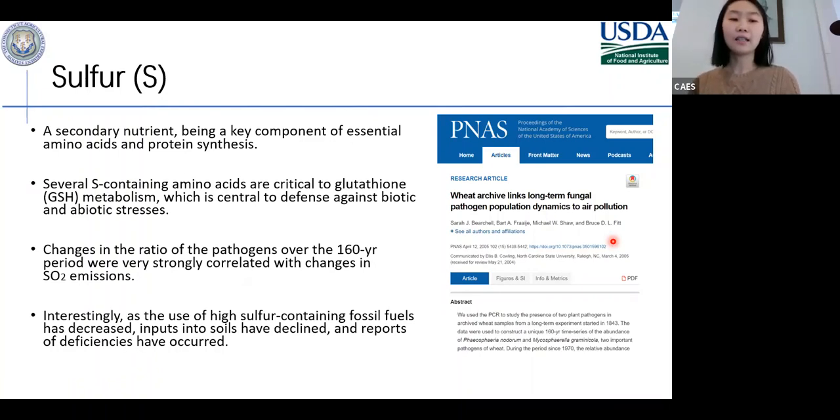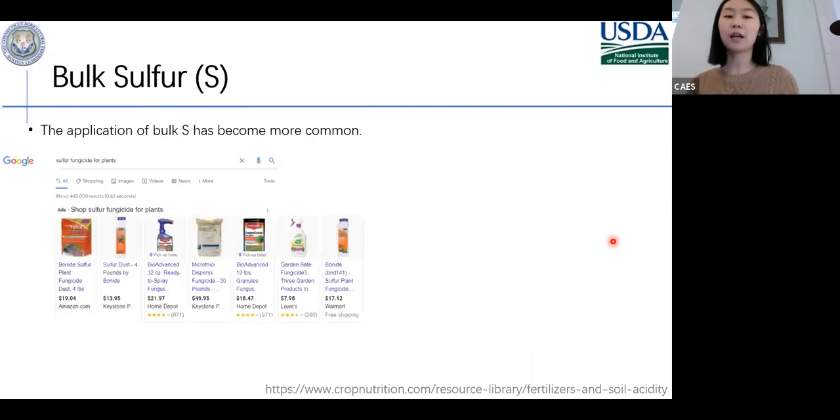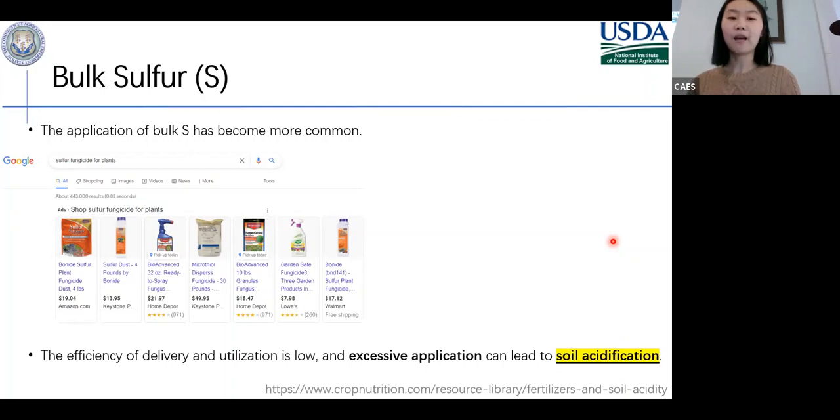And interestingly, nowadays since the use of high-sulfur-containing fossil fuels has decreased, the input of sulfur into the soil has decreased. So right now, people are trying to fix this problem by increasing the sulfur content in the soil. Thus, the application of bulk sulfur has become more common. If you Google sulfur for plants as a fungicide, you could find a lot of commercially available products.